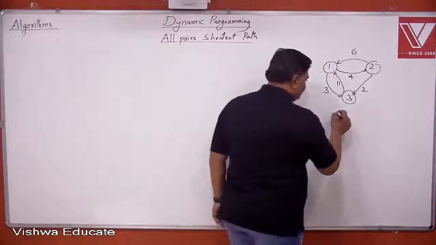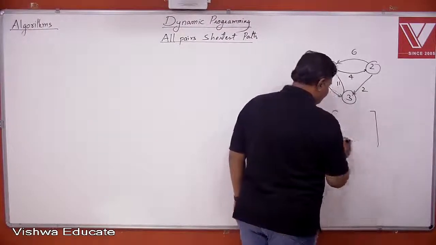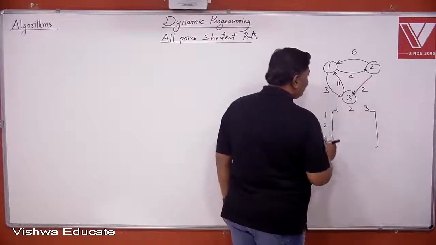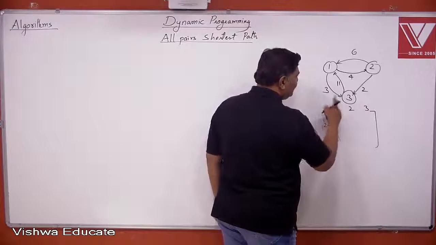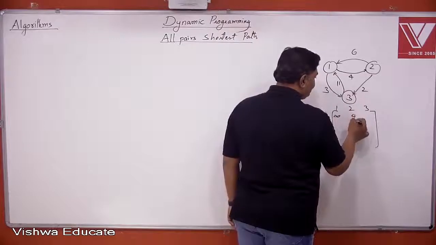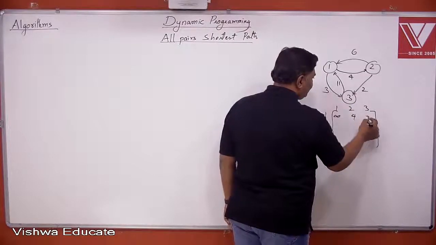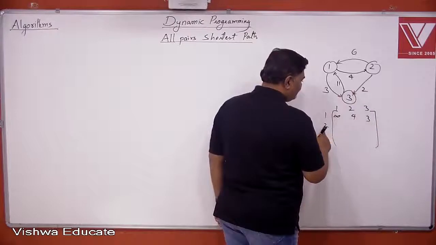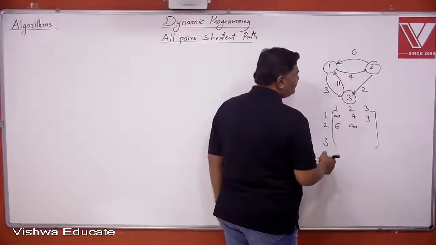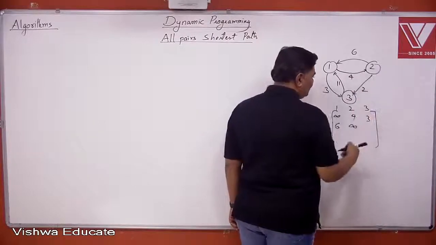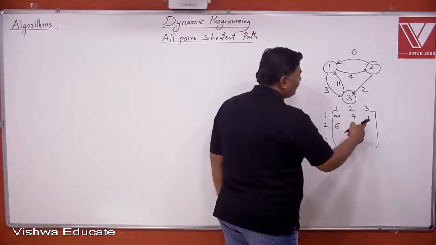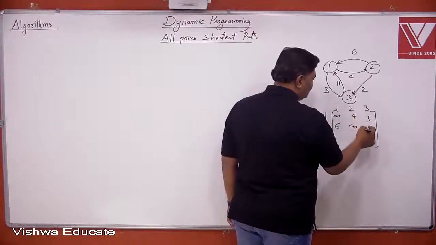The graph is given, a directed graph. So what are the vertices? 1, 2, 3. From 1 to 1 there is no edge. Then 1 to 2 there is one edge with weight 4. Then 1 to 3 it is 3. Then 2 to 1 is 6. Then 2 to 2 there is no edge, that is infinity, it's a loop. Then 2 to 3 is 2.